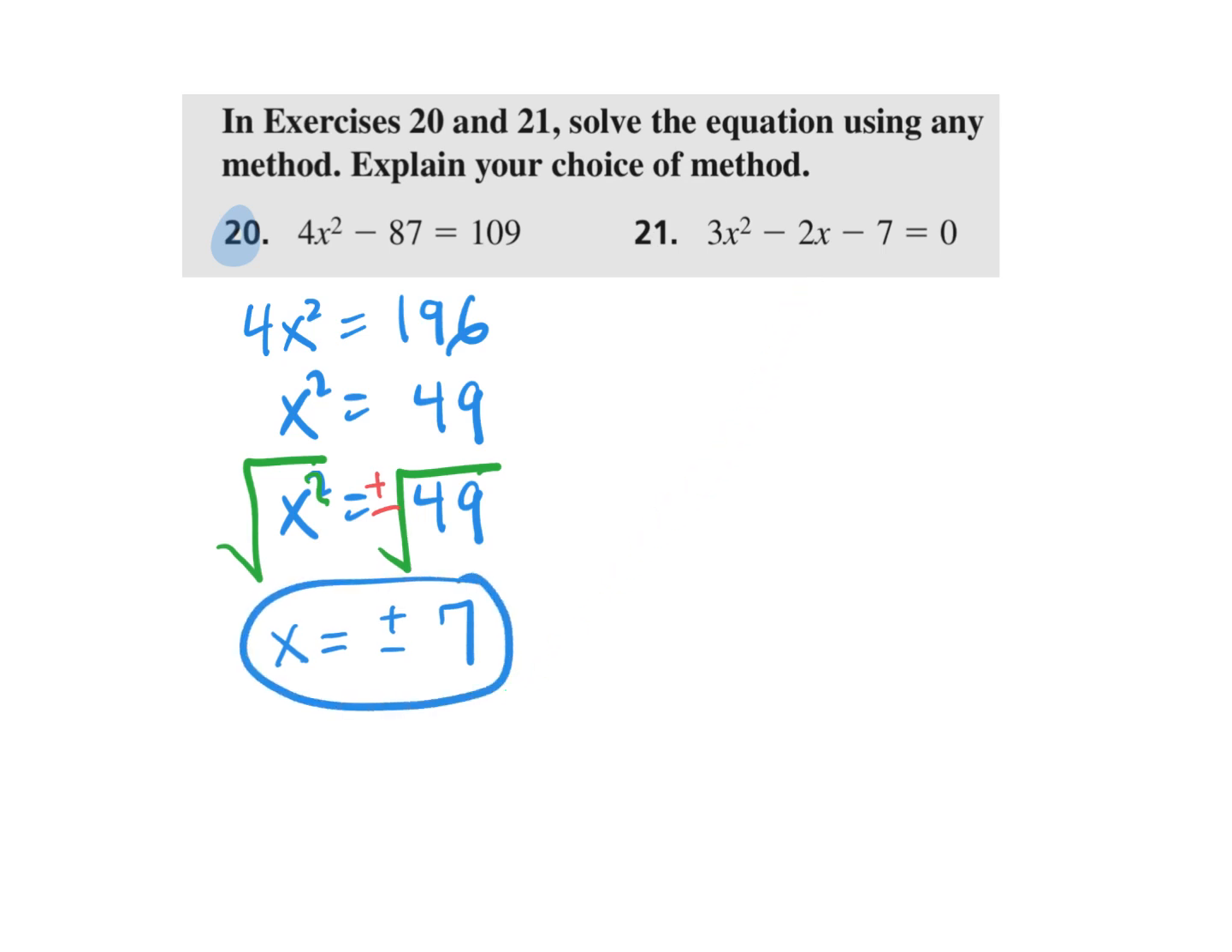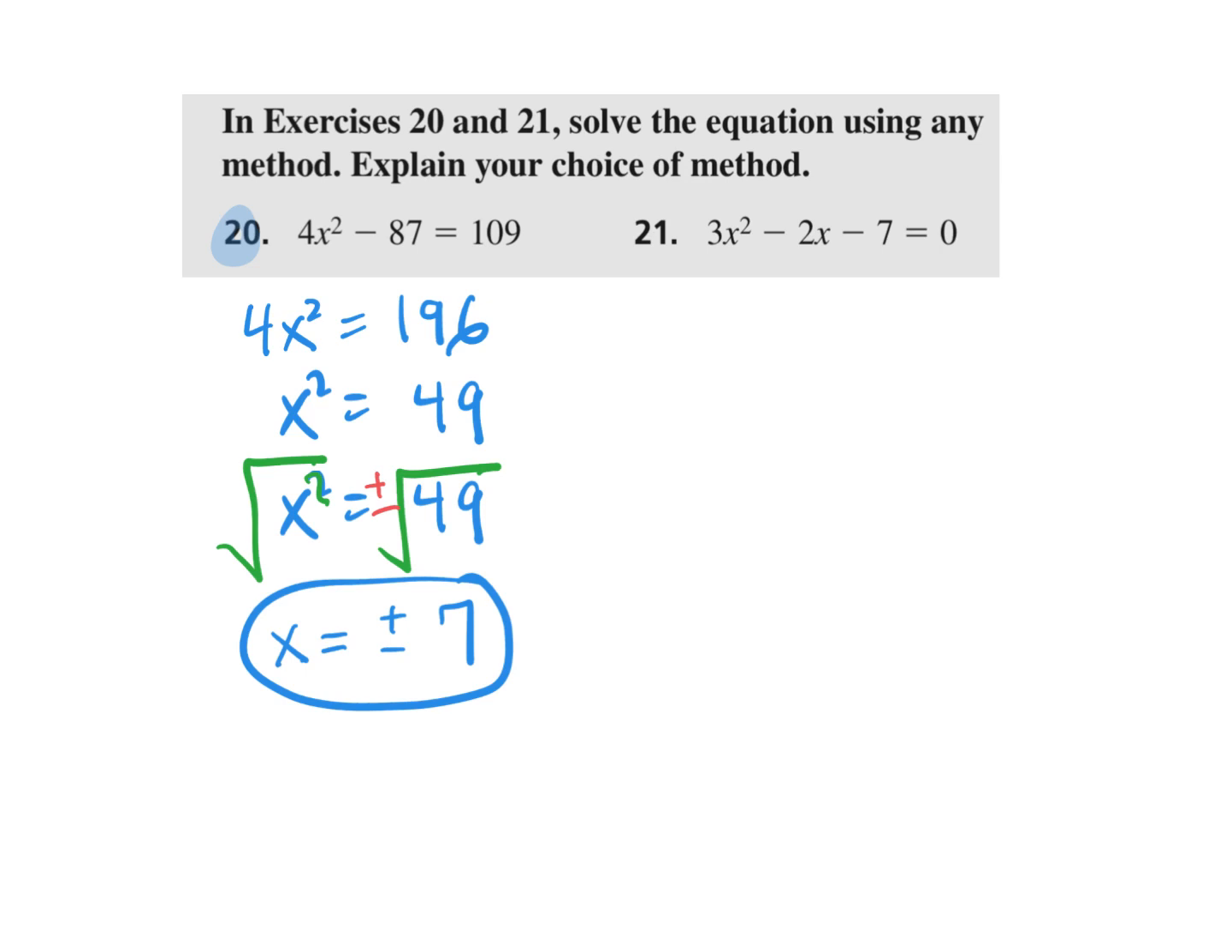What about number 21? When you have an x squared term and an x term and a constant term, this is called a quadratic equation. And always try factoring first. So is there a GCF, a common factor for all three terms? And the answer is no.